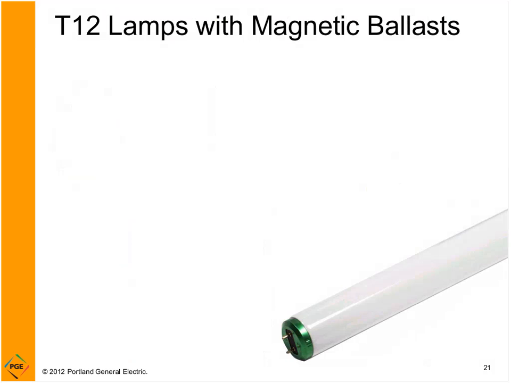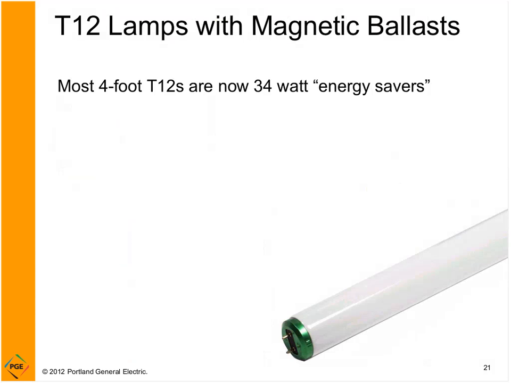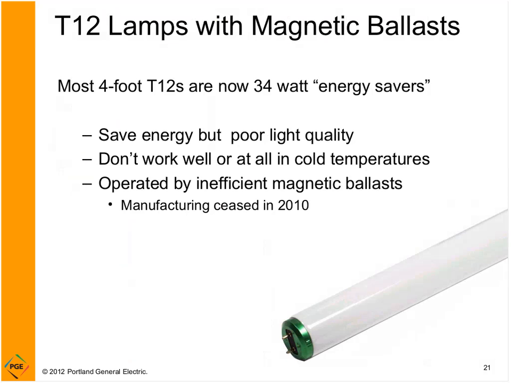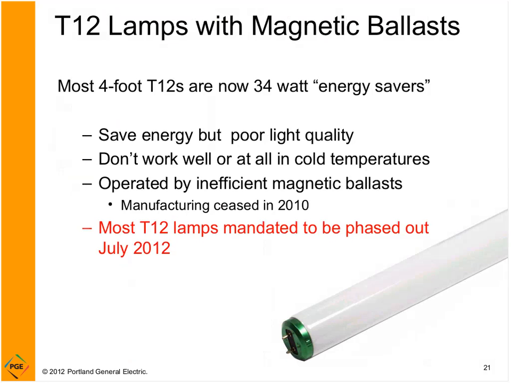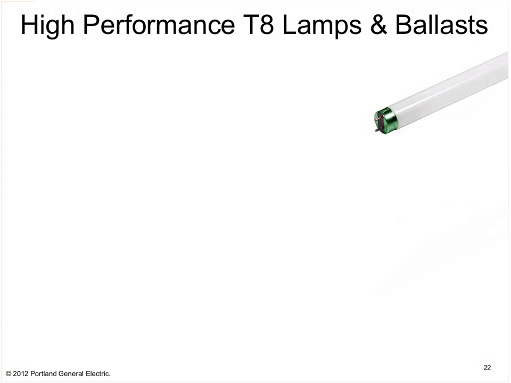Most of you are familiar with T12s. They have magnetic ballast. They use 34-watt lamps called energy savers. Although they have very poor color quality, they don't like the cold. And the magnetic ballast that operate them, manufacturing ceased a couple of years ago. And in July of this year, most of the common T12 lamps are also phased out. You're still going to be able to get some lamps, but they're going to cost more, and none of them are going to save you any energy. There's no good reason to use those at all.